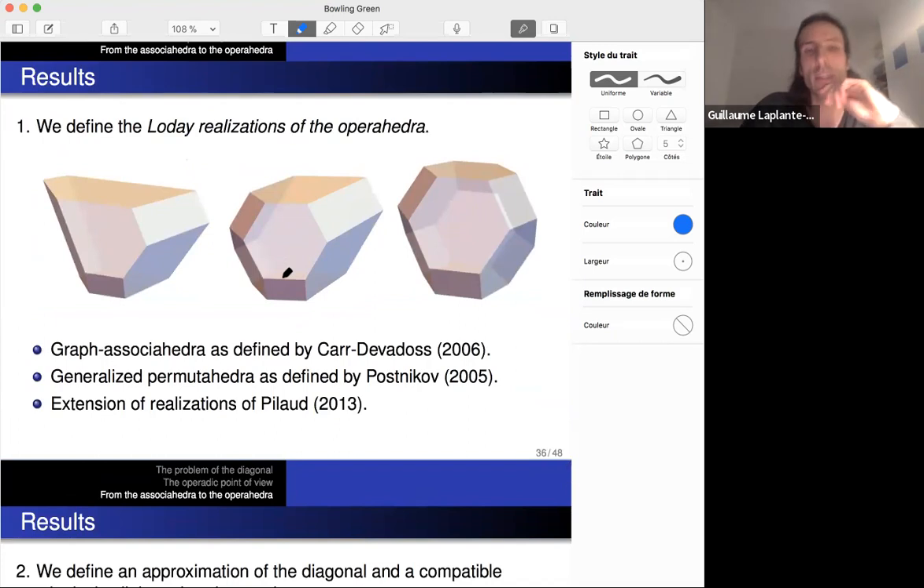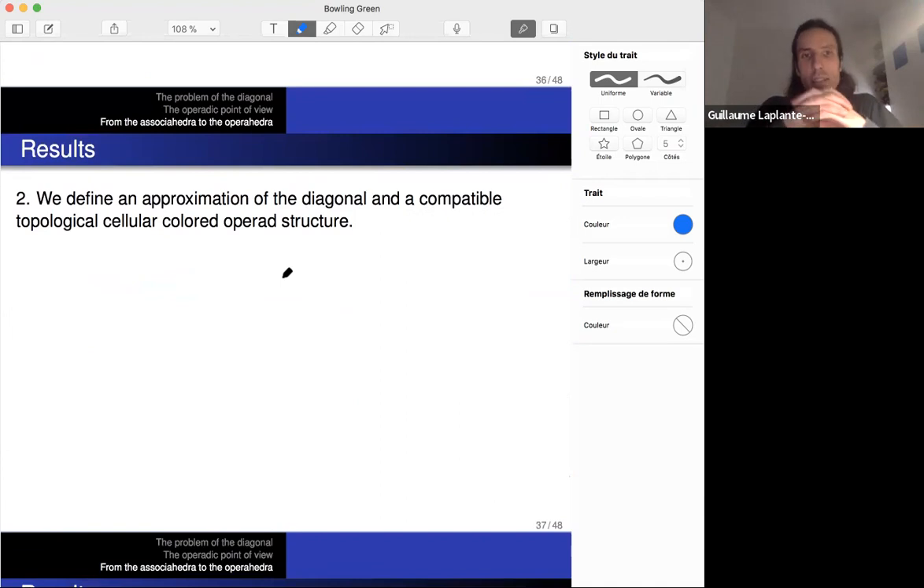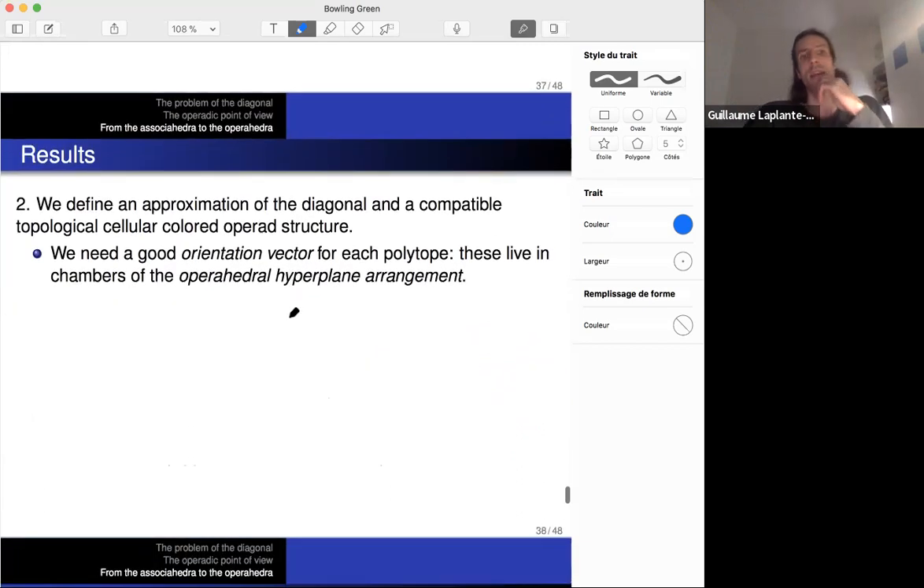So the second thing, once I have these polytopes, is that I define an approximation of the diagonal and a compatible operad structure on them. I'm following exactly the same thread of thought as before. And to do this, we need a good orientation vector for each polytope. It turns out that not every vector defines an approximation of the diagonal. There are only some vectors.